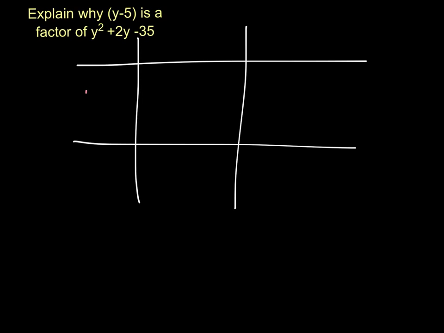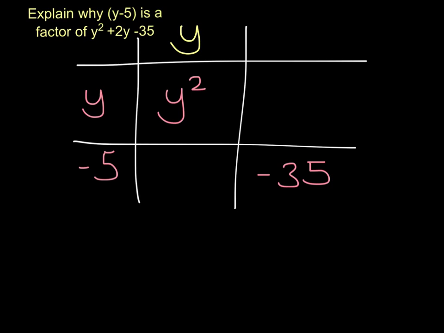Okay, so we've got y minus 5 multiplied by something which is equal to the answer. So I'm going to put the answer in the grid. So we've got y squared there and we've got negative 35 there. So we're trying to think of y multiplied by something, which gives us y squared. So that's got to be y. Negative 5 multiplied by something is negative 35. So that's got to be 7, because 7 times negative 5 is negative 35.